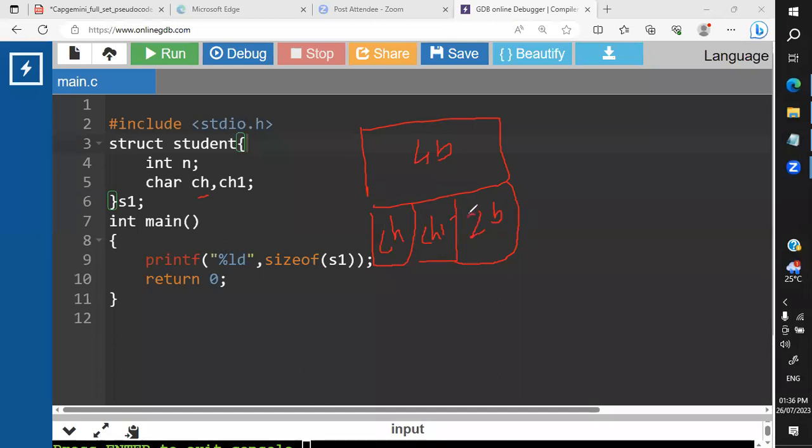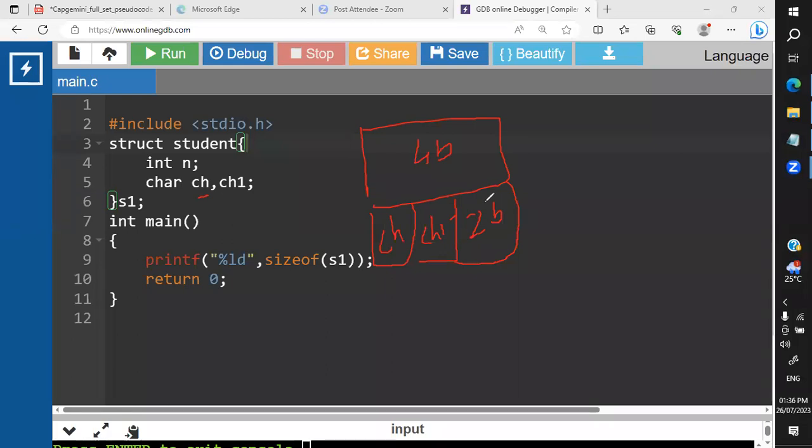Now the total is what? 8 bytes. Like this it will allocate. Understood that now? Is it clear? Even if you take a third character also, ch2 or ch3, it will still be 8 only. If you take 4 also, still 8. But if you take 5 characters, what will happen?